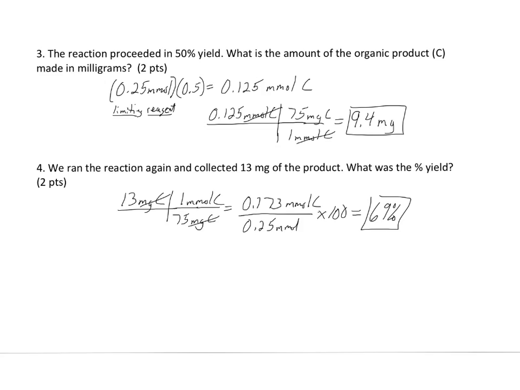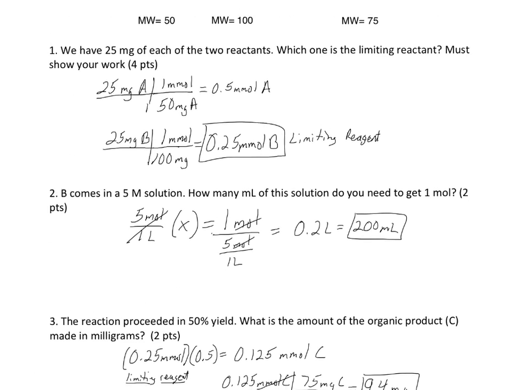Version B was another version. Same process, just different numbers.